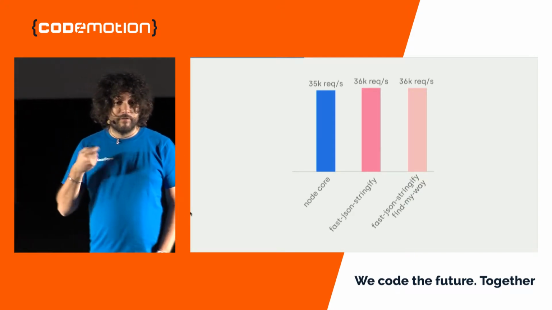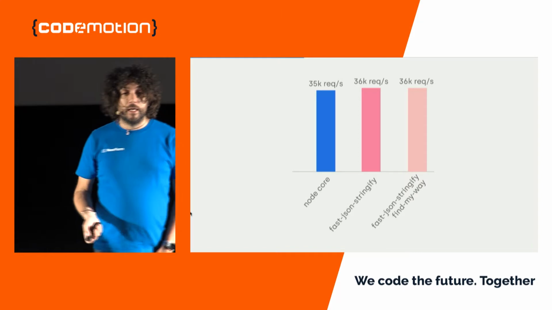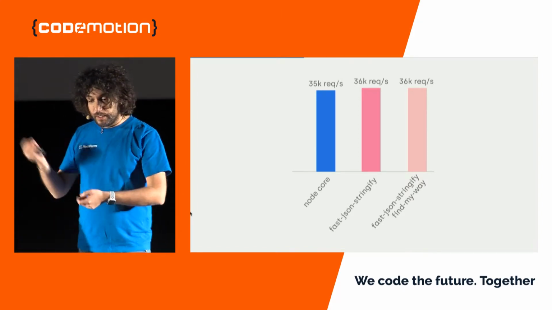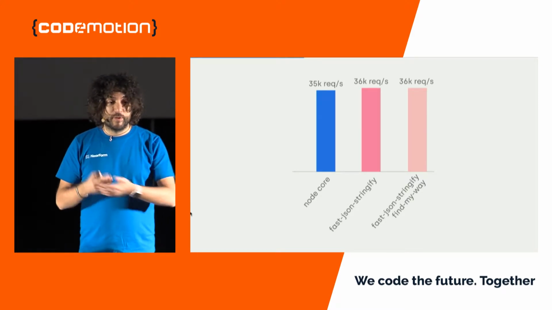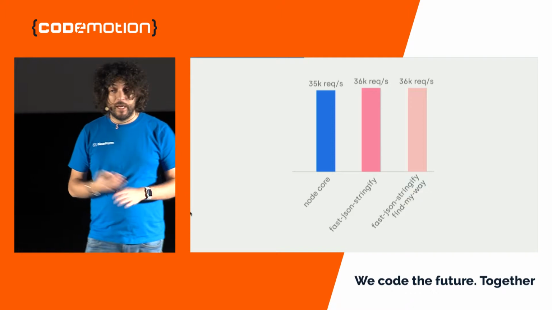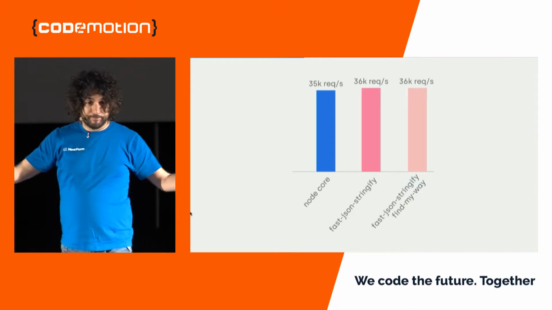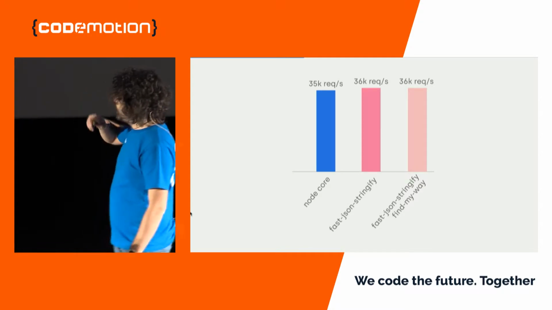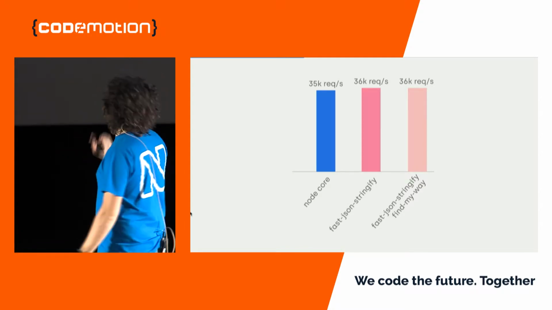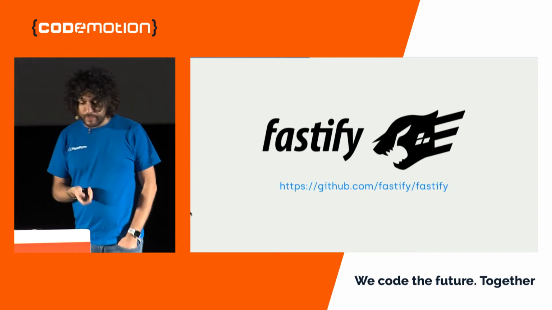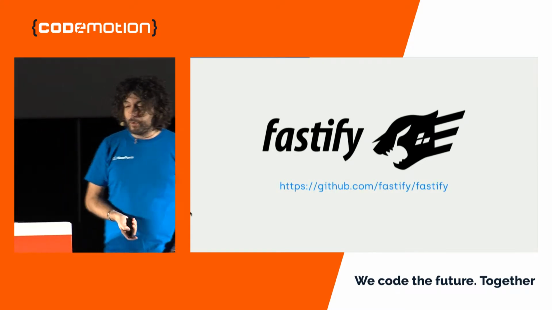So routing is a very expensive operation. Note that the way Express does routing, it degrades performance over time as you add more routes. With Find My Way, it does not, because it creates a big tree. So good. On top of these two things, we built Fastify. Fastify is a web framework.